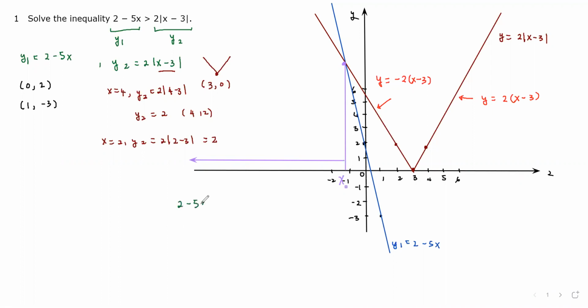y1 is 2 minus 5x. y2 in this case has equation negative 2 times x minus 3. So 2 minus 5x is negative 2x plus 6. When we rearrange, negative 2x plus 5x is 2 minus 6. We have 3x equals negative 4 and x equals negative 4 over 3. Then the solution to the inequality will be x less than negative 4 over 3.